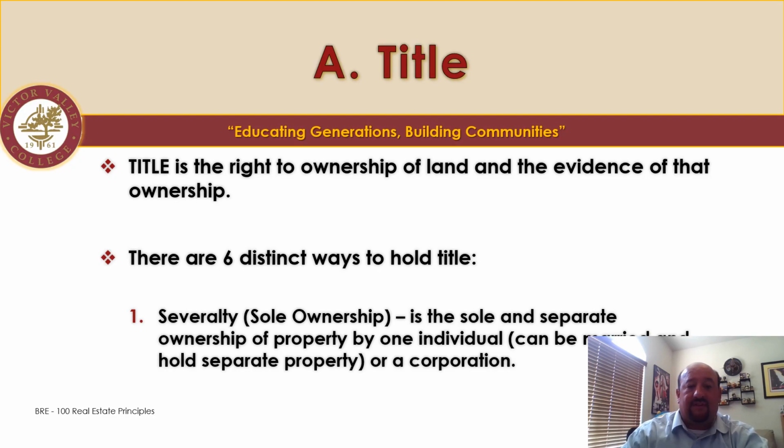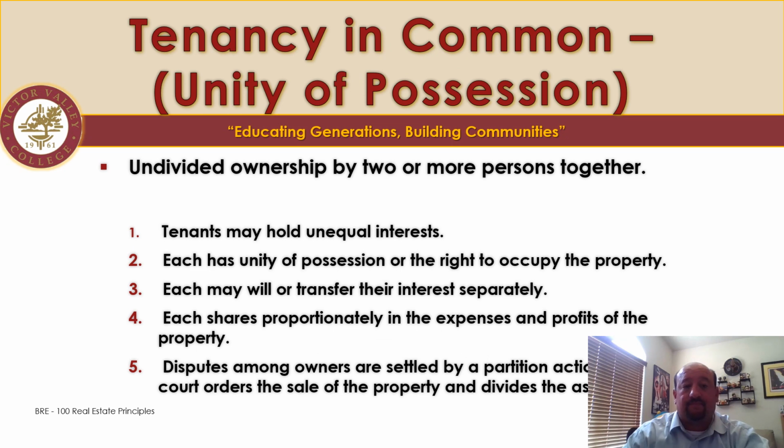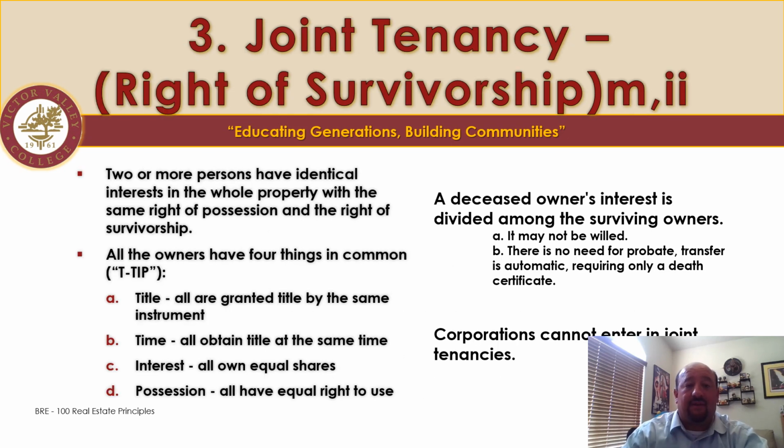Okay, forms of ownership. Six ways to hold title. So severalty, even though the word sounds like several, means sole ownership. That could be a little confusing, but ownership in severalty means there's only one owner. Tenancy in common. There are multiple owners, and you could have uneven amounts of possession and ownership, uneven interest, and uneven length of time, with that type of ownership.